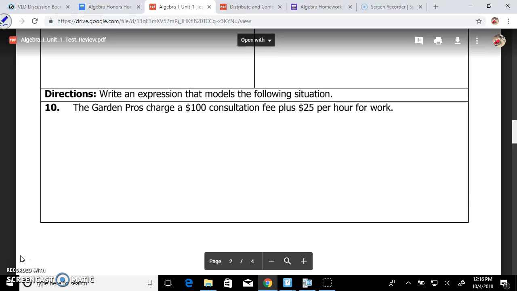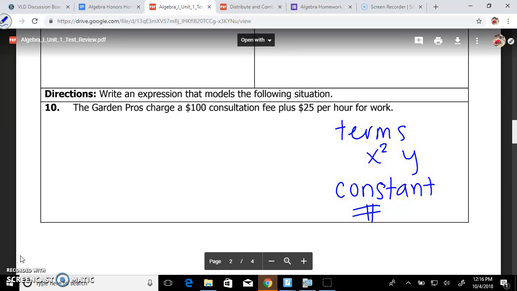So remember when we were talking about different terms and we said some terms have variables like x or y or x squared or whatever, and some terms are just constants. And a constant is just a number that stays the same. That's why it's called a constant. It doesn't change. It's a one-time thing. So we're going to use that to help us decide what terms are going to have variables and what terms are just going to be constants.